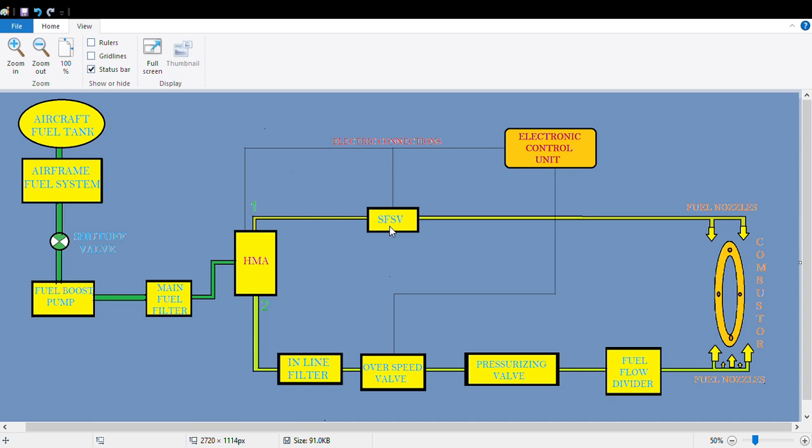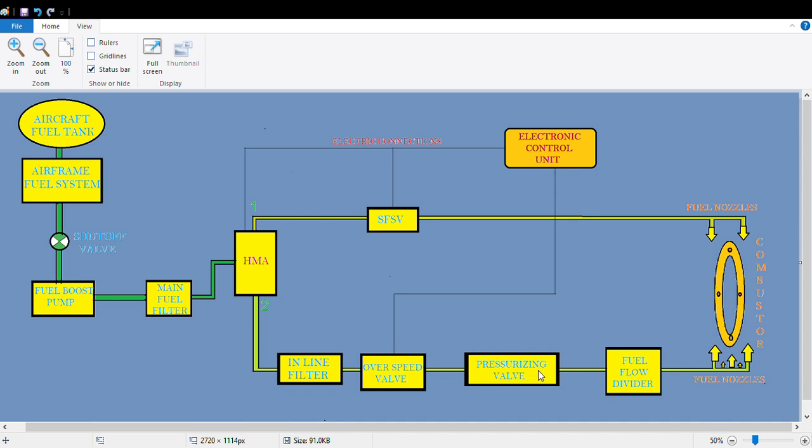And the hydromechanical assembly starts the fuel passage from the second path. Here again, fuel is filtered by a lean fuel filter. Then fuel passes through the overspeed valve. The purpose of the overspeed valve is to reduce the fuel supply when the engine compressor RPM exceeds a particular set value. After that, fuel goes to the fuel pressurizing valve.